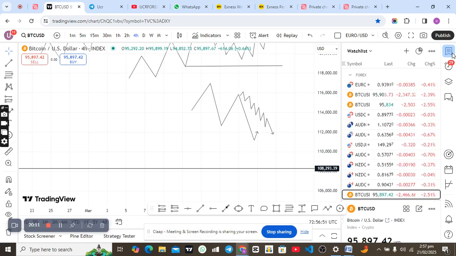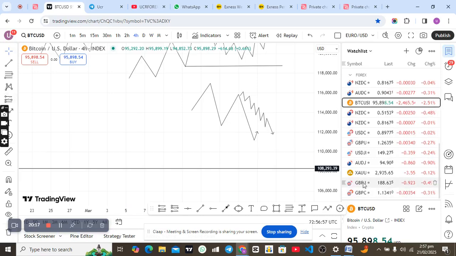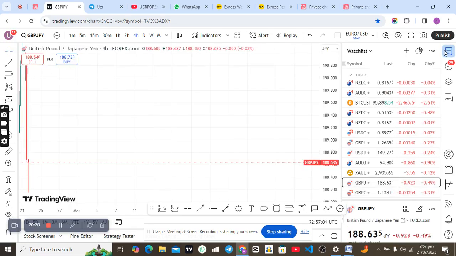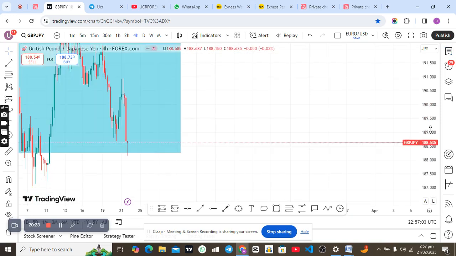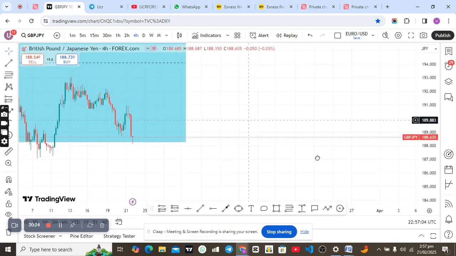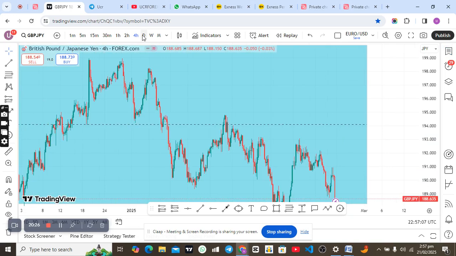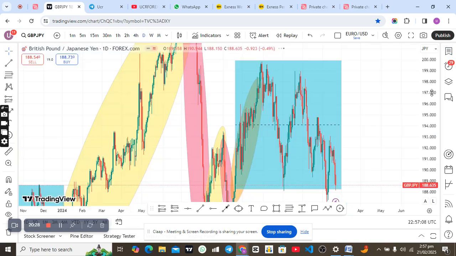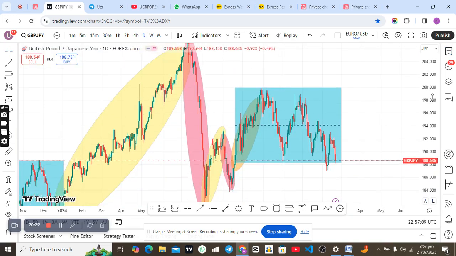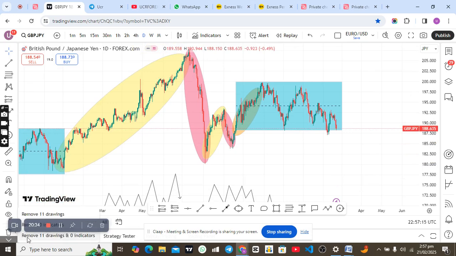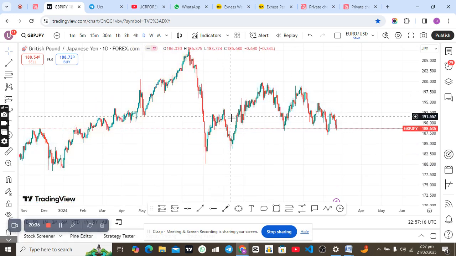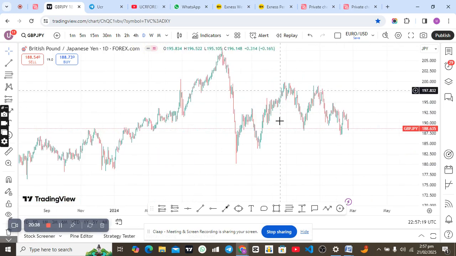Let's use GBP JPY to explain one or two things about internal and external structure. I've already used this pair before, but that does not mean this is my favorite pair. Don't mind me, we are going to use more examples. So this is the market now on the daily time frame.